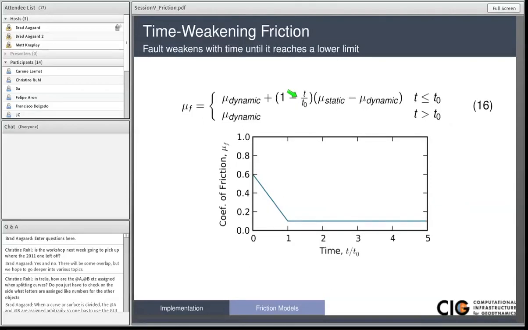The time weakening model has the exact same formulation as the slip weakening model, only replace the slip with time. So instead of D0, we have T0. This shows the same drop in the coefficient of friction from 0.6 down to 0.1 as time progresses from 0 to T0.